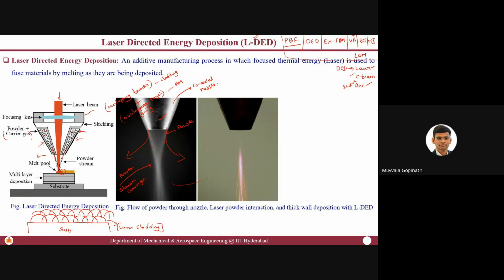The moment the laser is switched on, what will happen? This particular video was taken in such a condition that the powder particles are illuminated using LED lights, and it's a monochromatic video. But if you look at a color video, this is how it looks. You won't be able to see the powder particles, but whatever you are seeing here is actually the laser material interaction zone.